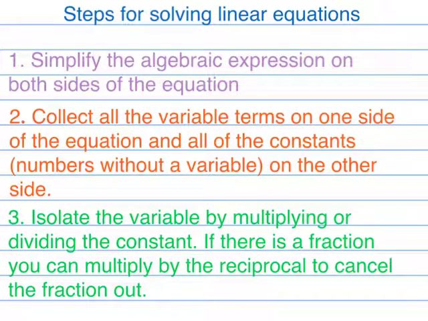So step 3 would be to isolate the variable by multiplying or dividing the constant. So if the variable has, for example, 4x, you would divide both sides by 4 to get the variable all by itself. If there is a fraction, you'd multiply by the reciprocal. So if your constant is being multiplied by 3/4, then you multiply both sides of the equation by 4/3, and that cancels the fraction out. After you isolate the variable, then you have the solution.